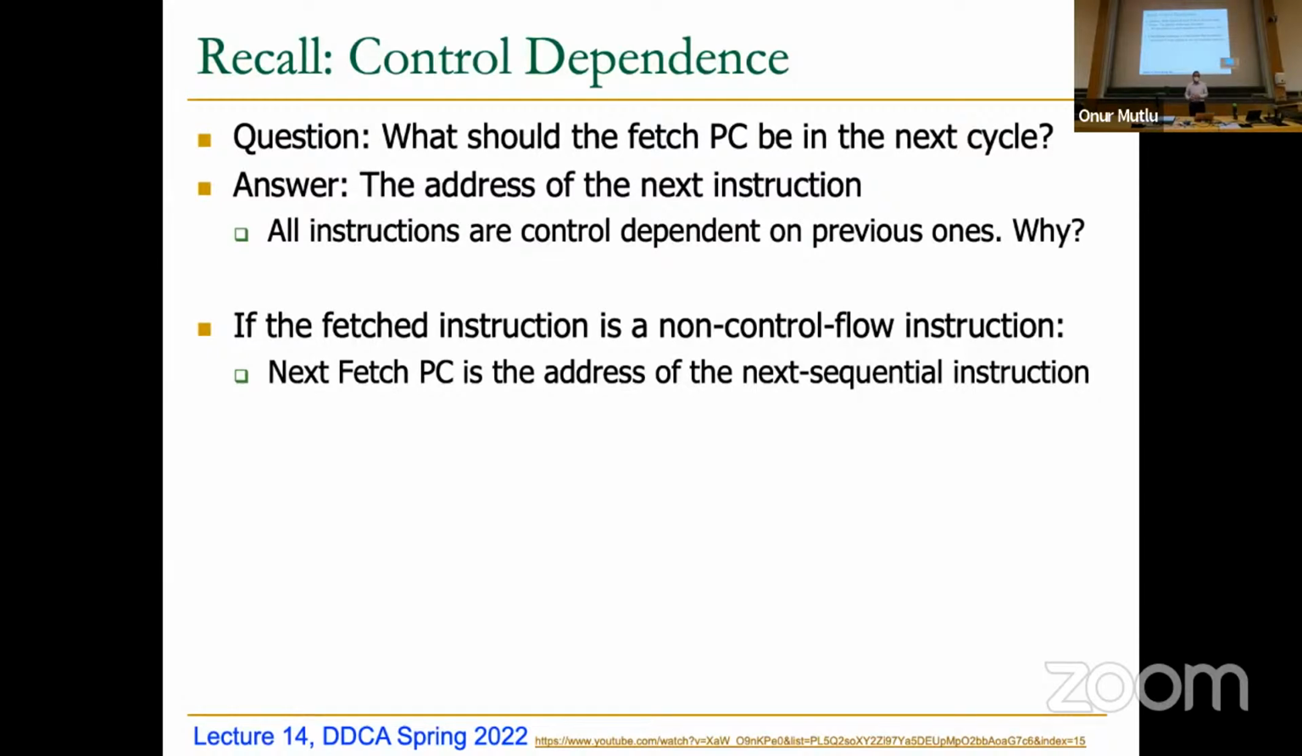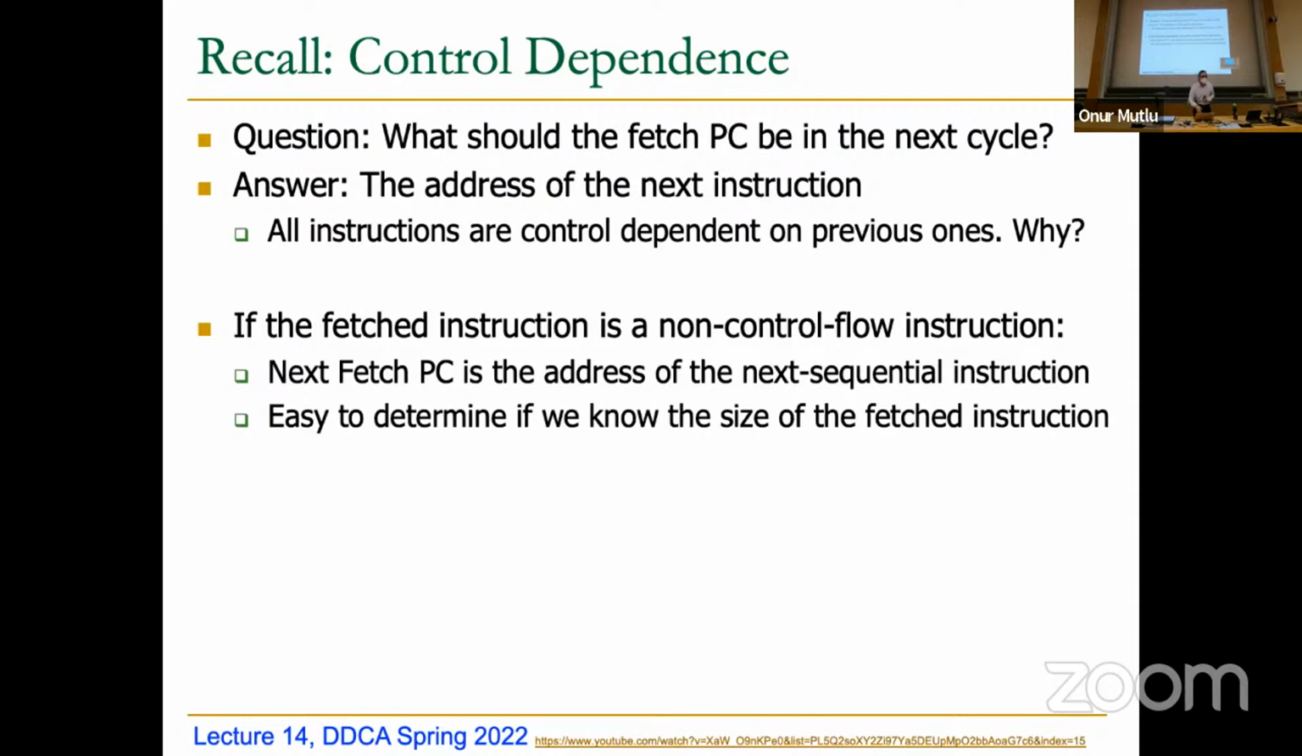But basically, if your ISA is not nice, you immediately have a fetch bubble, what's called, or you need to predict the size of the instruction. And this also happens actually in x86 processors. You predict the size of the instruction and do the decoding based on that. We're not going to get into that. Okay, but that's another example of control dependence. You're dependent on the instruction size.